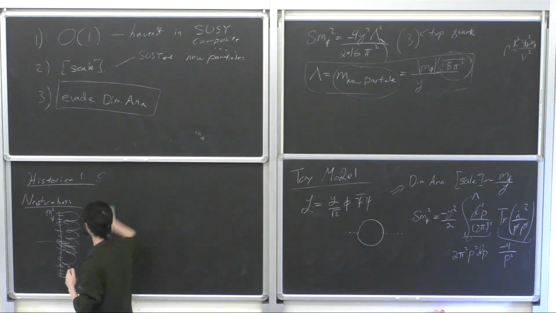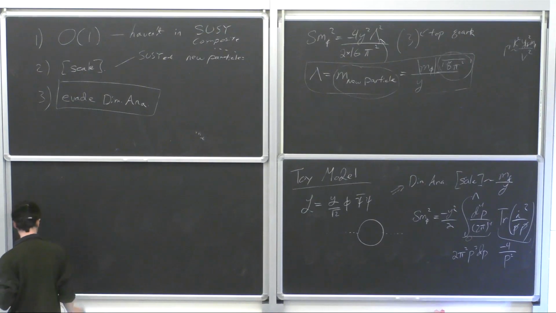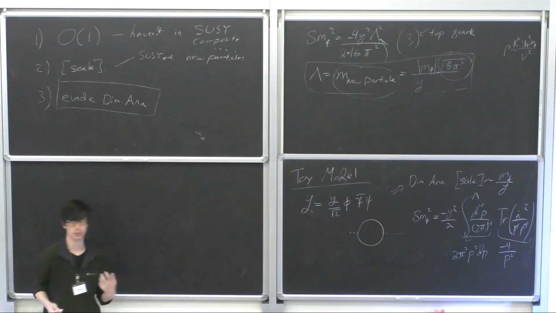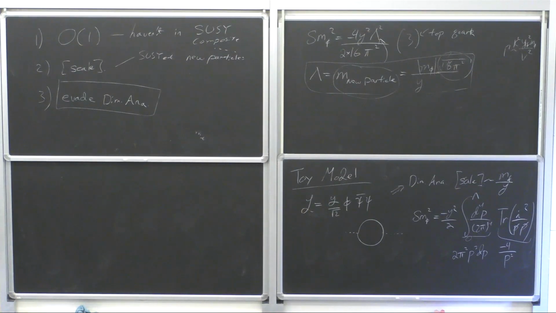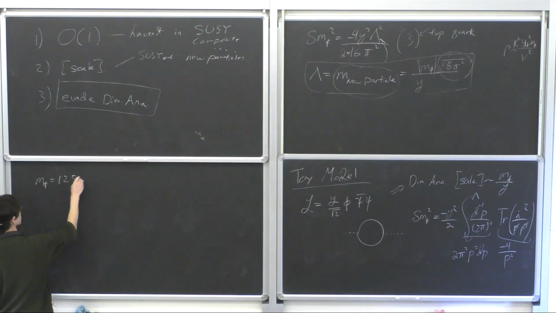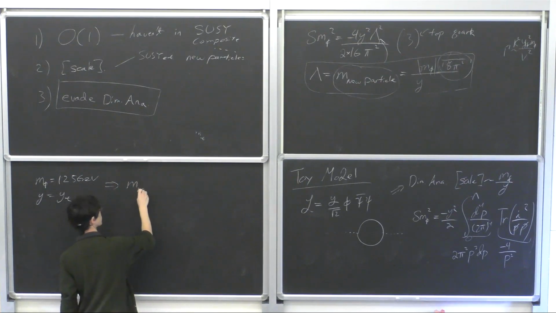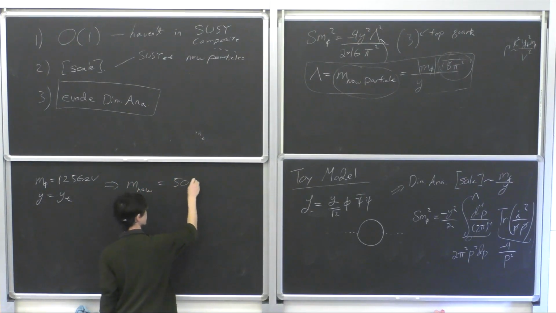Okay, I have found the best thing when dealing with people giving arguments like this is just to give a counterexample. Don't fight people on philosophy, just give counterexamples. But the argument there is if you put m phi equals 125 GeV, y equals y top, you get m nu equals 500 GeV.